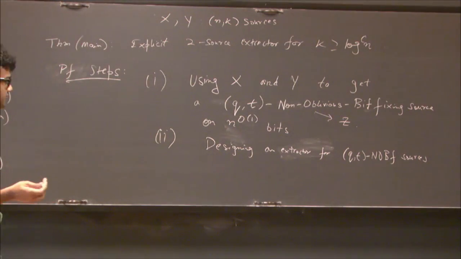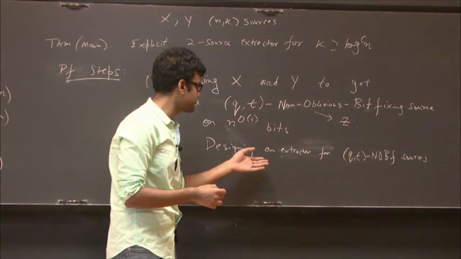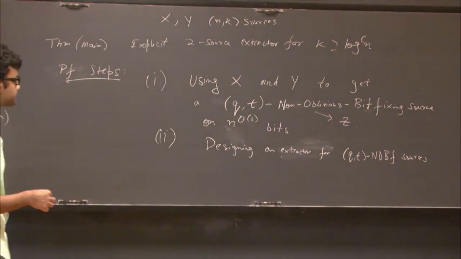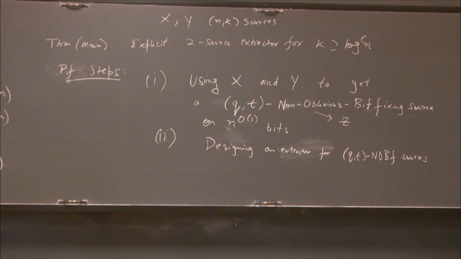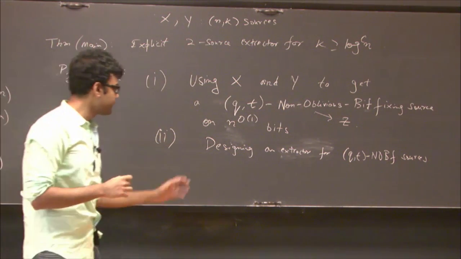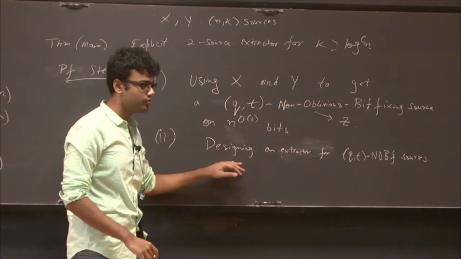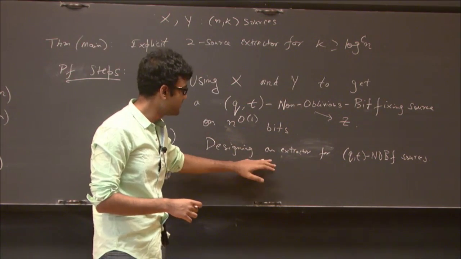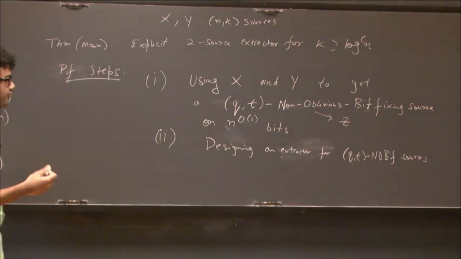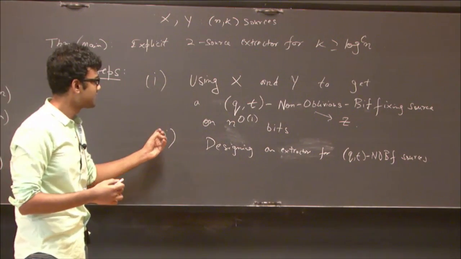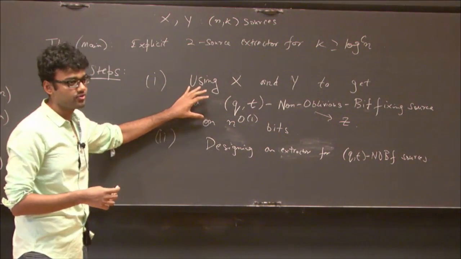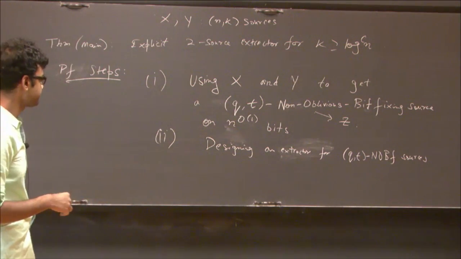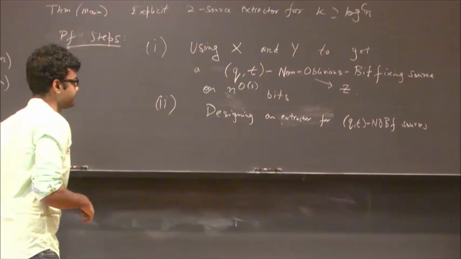And subsequently, Li actually showed how to get extractors for these sources which output more bits. So the focus of this talk will be part 2, where we'll assume that we have such a reduction, and then we'll extract from these sources. And if we have time, then we'll get into the details of how to get a bit fixing source from these independent sources.